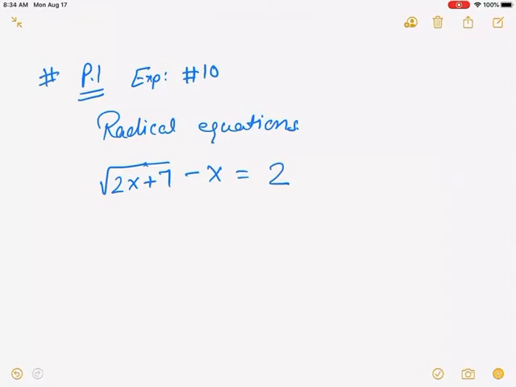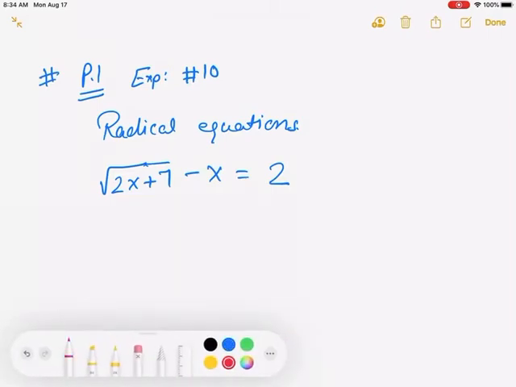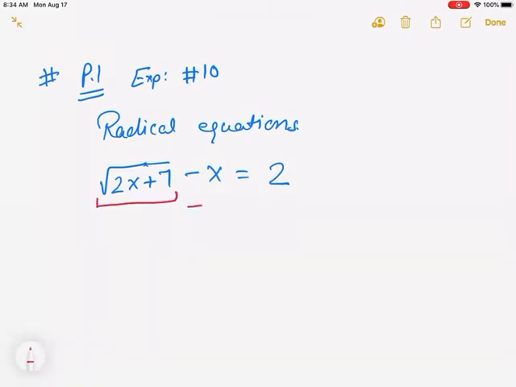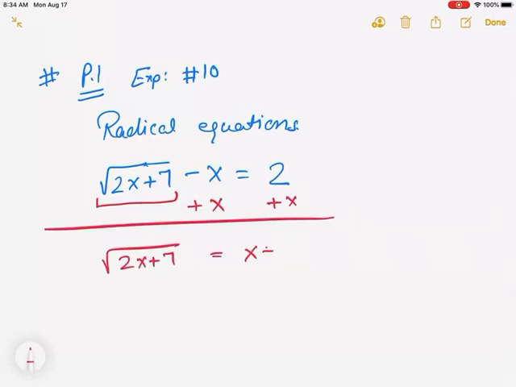So in order to solve this radical equation, you have to do its inverse operation. If it's a square root, we square. If it's a cube root, we actually cube both sides. But first, you have to isolate the radical expression, which is just this part. So I would add x to both sides. It's the radical of 2x plus 7, and it's equal to x plus 2.